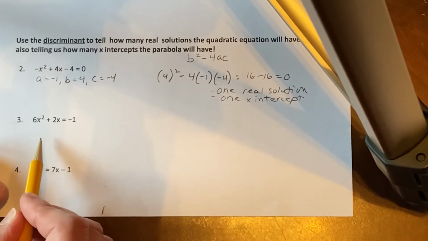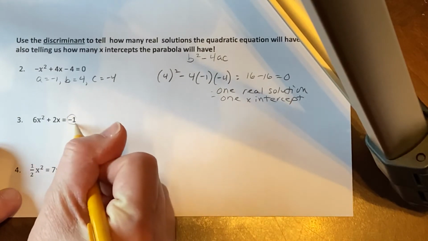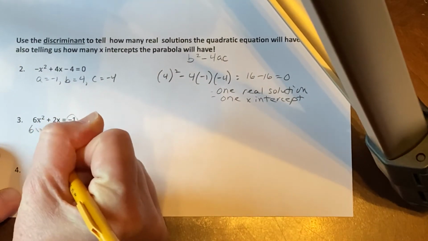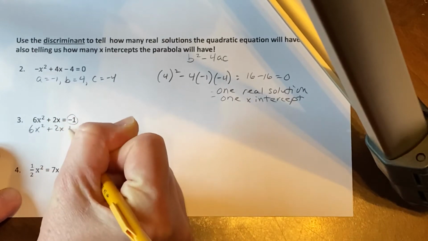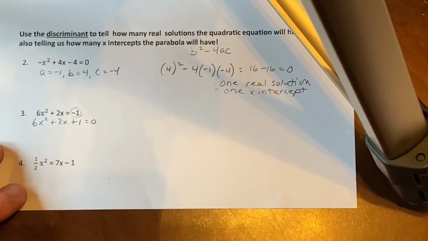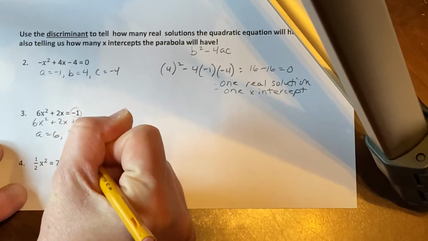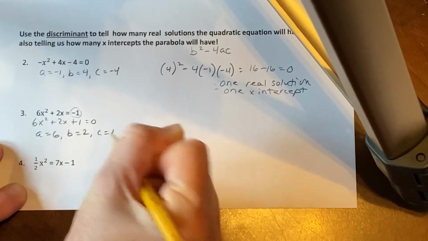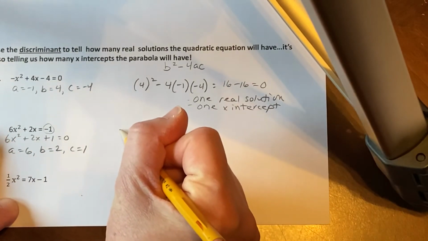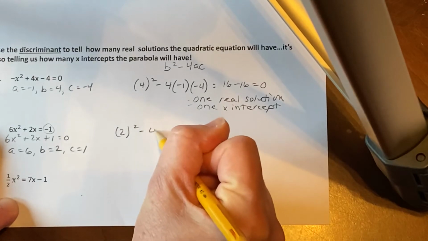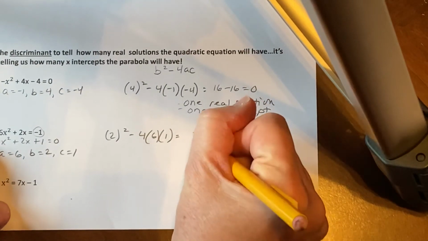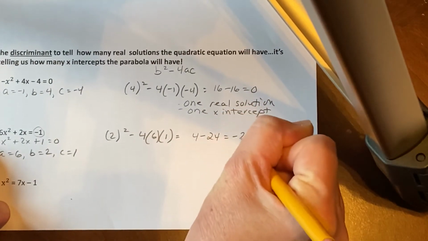All right, this one right here is not quite set equal to 0. So move that over. Then the equation would be 6x squared plus 2x plus 1 equals 0. What I did is I added 1 to both sides. So A is 6, B is 2, C is 1. You're going to do the same thing as before, just plug it into b squared minus 4ac. So that's 2 squared minus 4 times 6 times 1. And that would be 4 minus 24, which is negative 20.